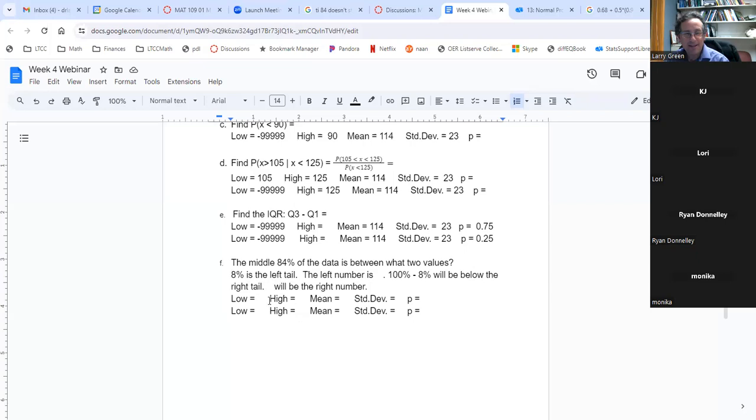Okay, so we're going to do something very similar. The low will be negative 99999. The high is what we don't know, because we want to find the value of x. So we leave that blank. The mean is going to be 114. Standard deviation is 23. And what is the probability going to be? What's P? 0.08.